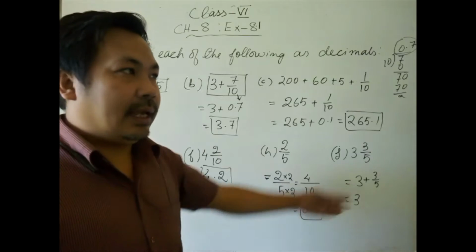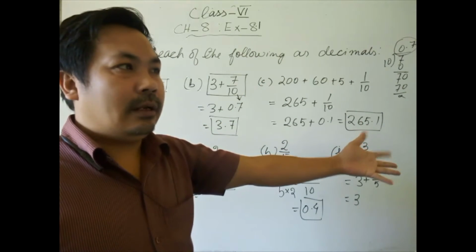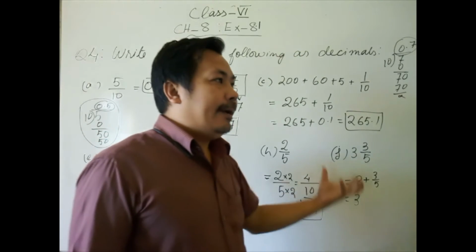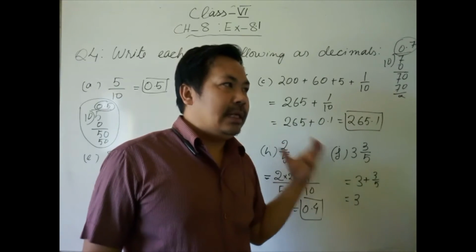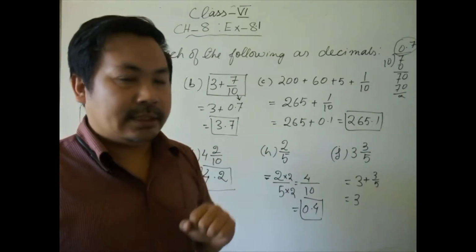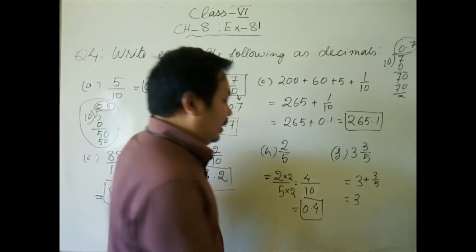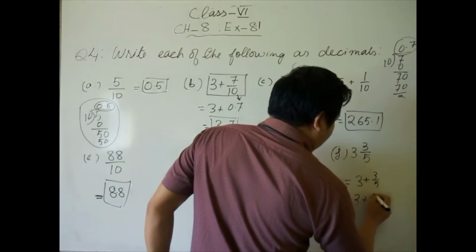In the case of mixed fractions and others, the operation is different, but the operation here for presenting them as a decimal number will be addition. Okay, now 3 plus 3 by 5. Then plus 3 by 5, again 3 by 5.